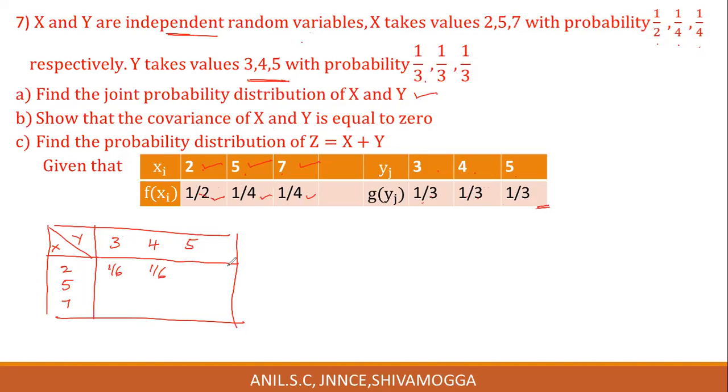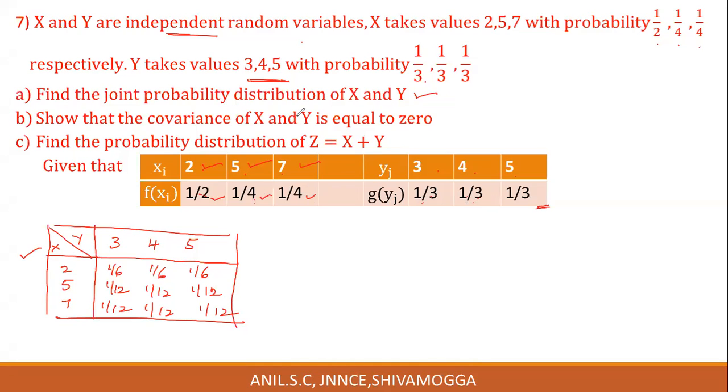Again, 1/2 into 1/3 is 1/6. Next, 1/4 into 1/3 is 1/12, and this repeats for the remaining cells, each 1/12. This is the joint probability distribution of the random variables X and Y.